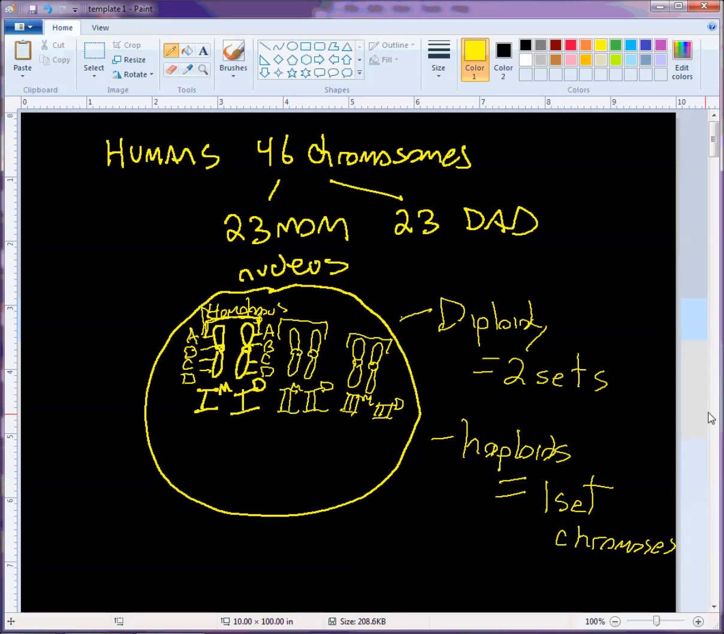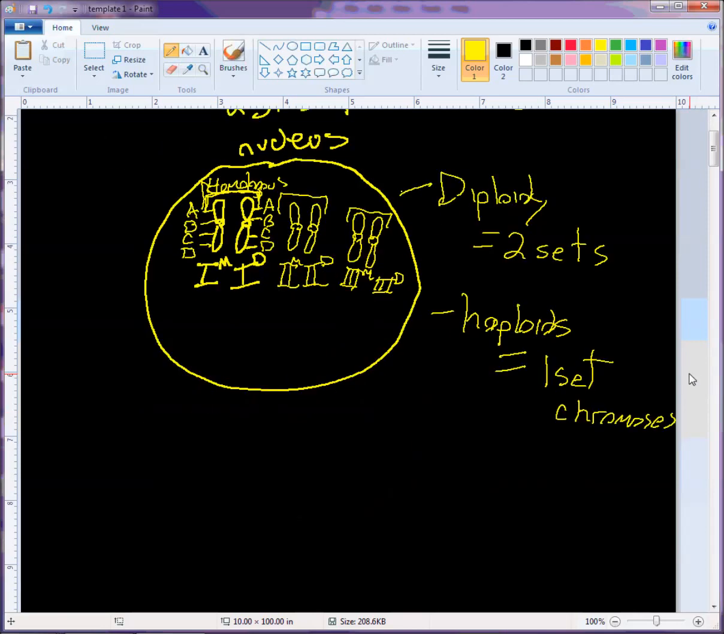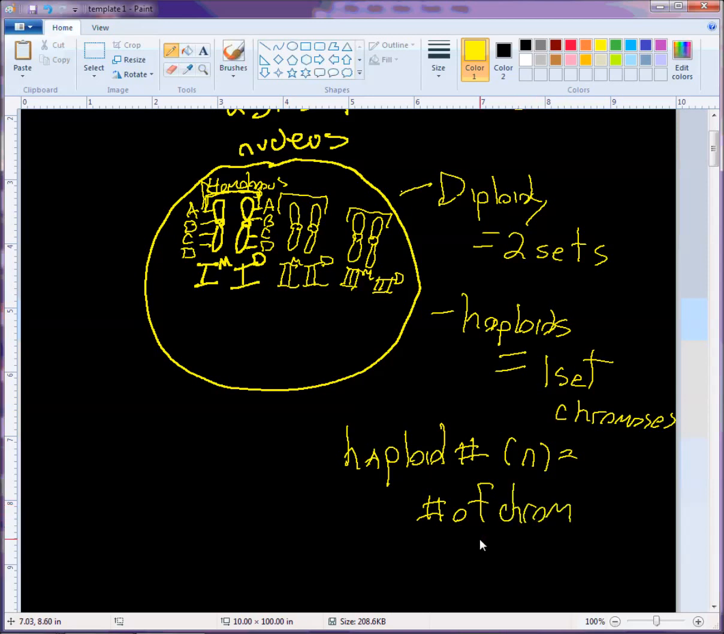Actually, you know what? One more thing. Let's add one more thing in here. So we have the haploid number, right? So the haploid number, N, is equal to the number of chromosomes in a single set, in 1 set. So in humans, that's 23.